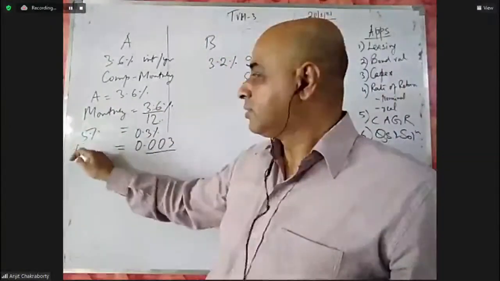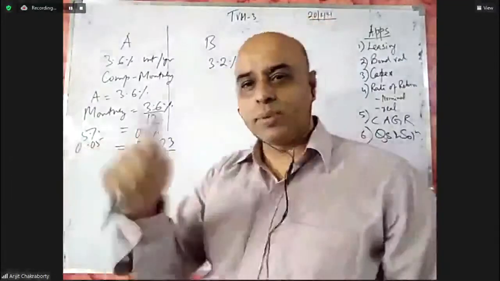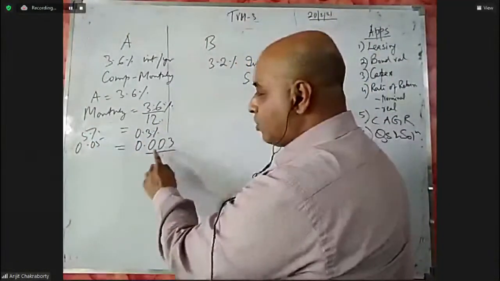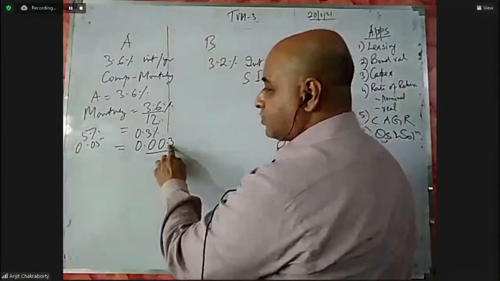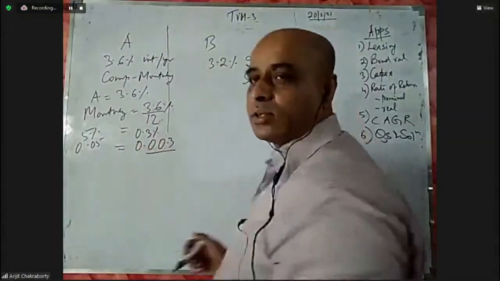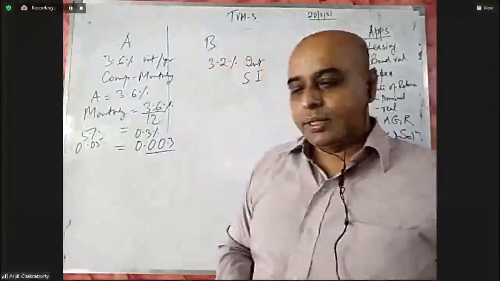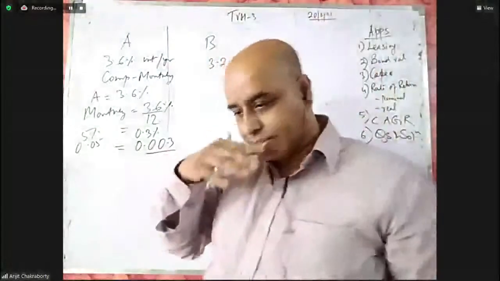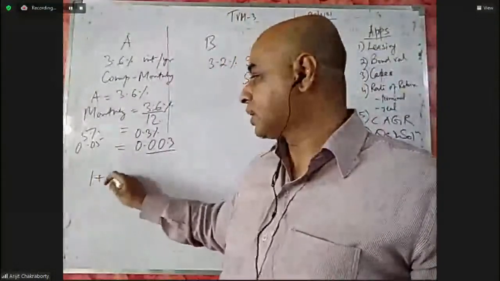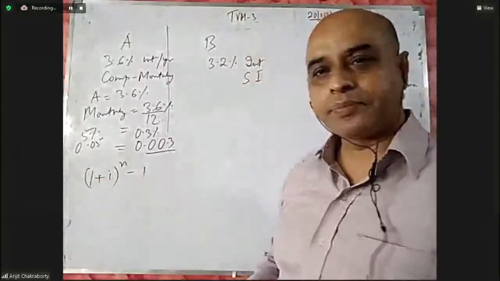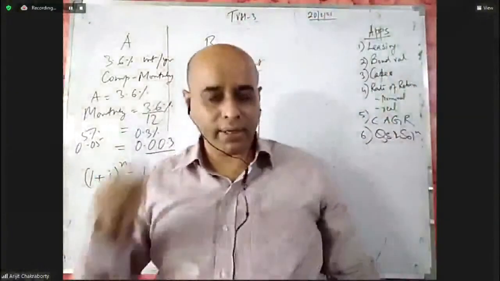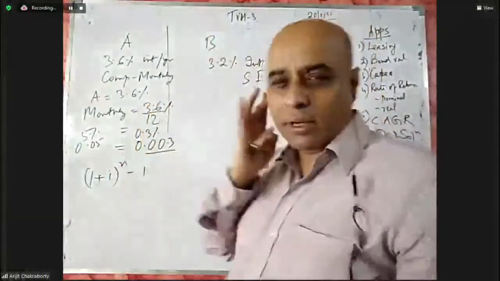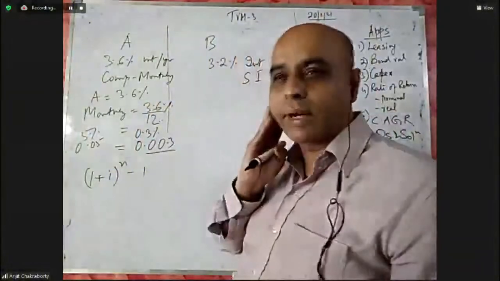5% means what? 0.05. So two places of decimal. So for 0.3, it will shift two places, 1 and 2, so you get 0.003. Now it is easy, so we can find the effective rate of interest. And you know the effective rate of interest formula is (1 plus i) to the power n minus 1. I was just writing it a little while back when I was doing the recap of all the important formulas.